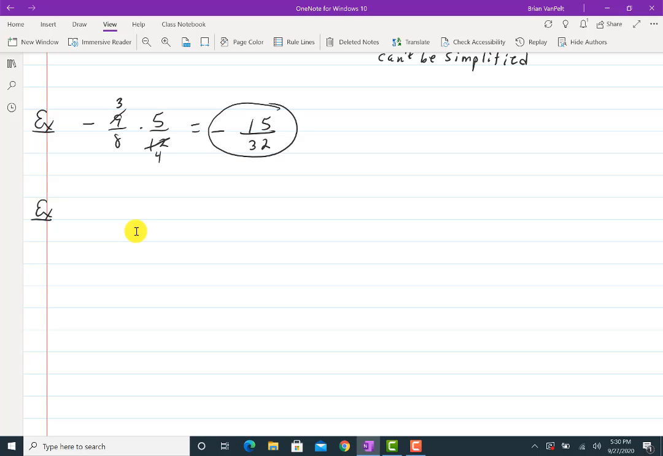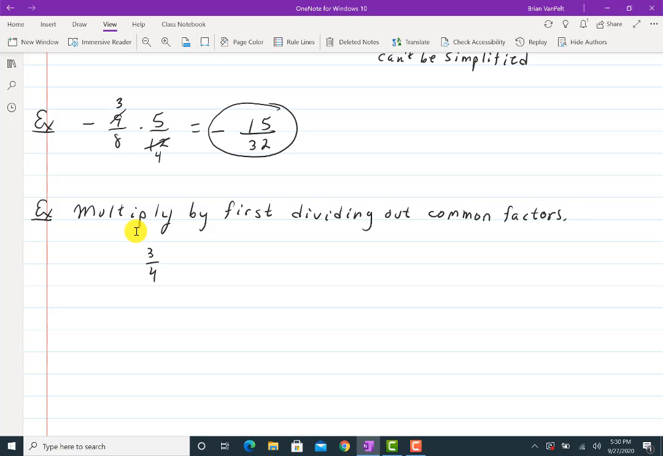It goes something like this. It says multiply by first dividing out common factors. So let's take a look. I have 3/4 times 10 over 13. This is the way I proceed.